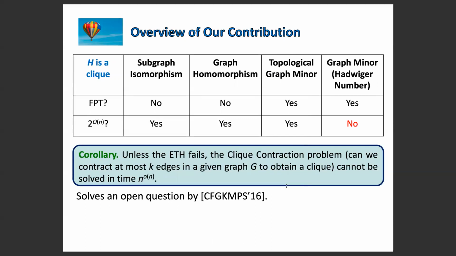Moreover, one consequence of this is that unless the ETH fails, the clique contraction problem, where we want to contract at most k edges in a given graph to get a clique, also cannot be solved in time n to the little o of n, and this is another open problem posed in the literature.